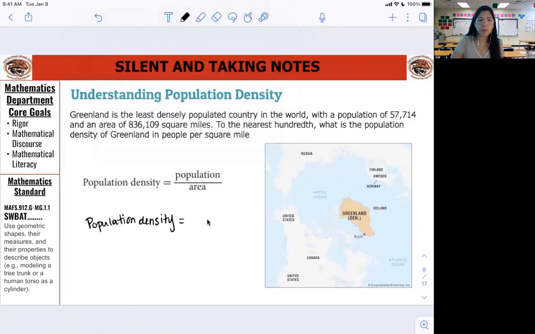No, Greenland and Iceland are both cold. Look, Iceland is right here, right next to it.